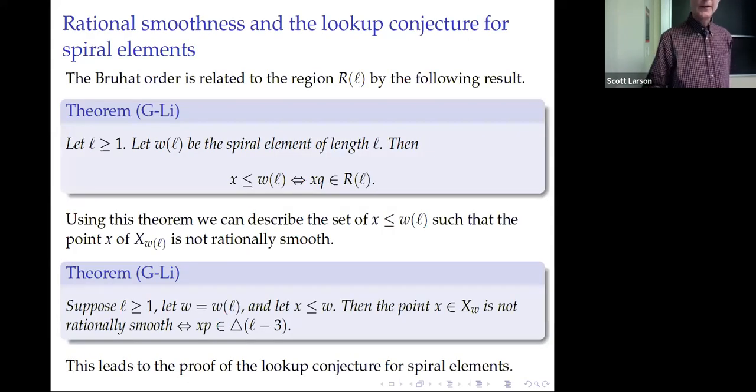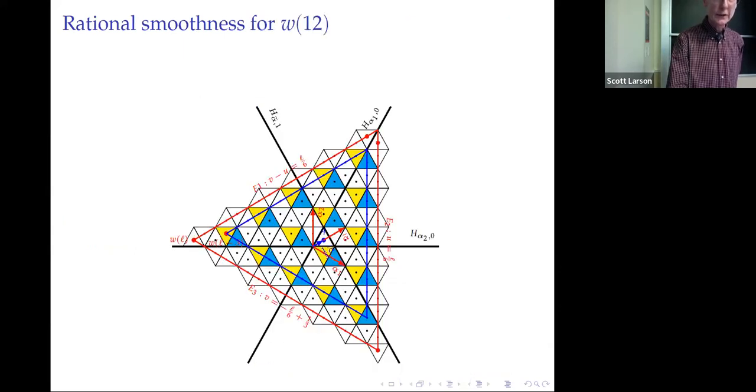And so then using this theorem, we can describe the set of X's where the points are non-rationally smooth. It turns out this is a nice convex set. In fact, this is the set of X, this should have been a Q here, where the center point is in the smaller triangle delta L minus 3. And using these two facts, we can prove the lookup conjecture. So let me show you a picture here. This is a picture of the situation for W12, I think.